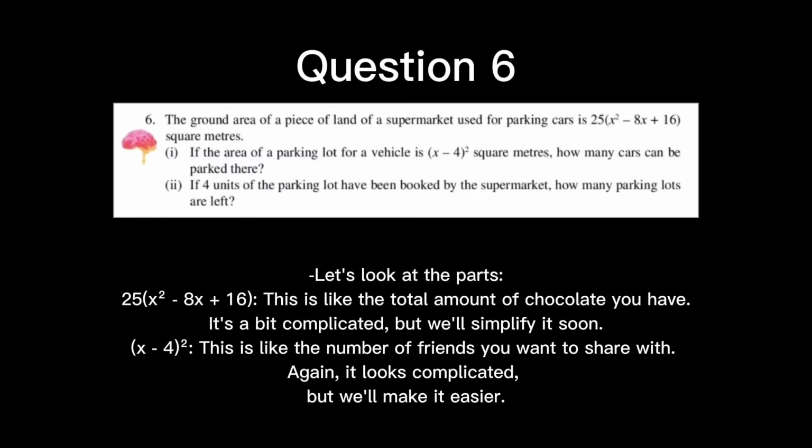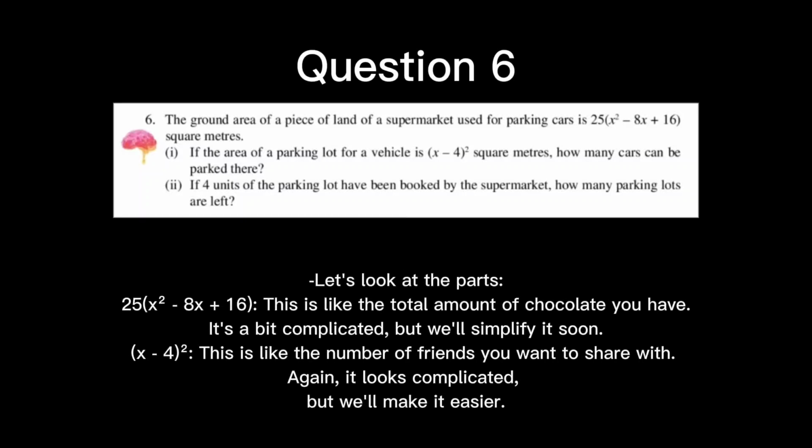25x² + 8x + 16, this is like the total amount of chocolate you have. It's a bit complicated, but we'll simplify it soon. (x+4)², this is like the number of friends you want to share with. Again, it looks complicated, but we'll make it easier.